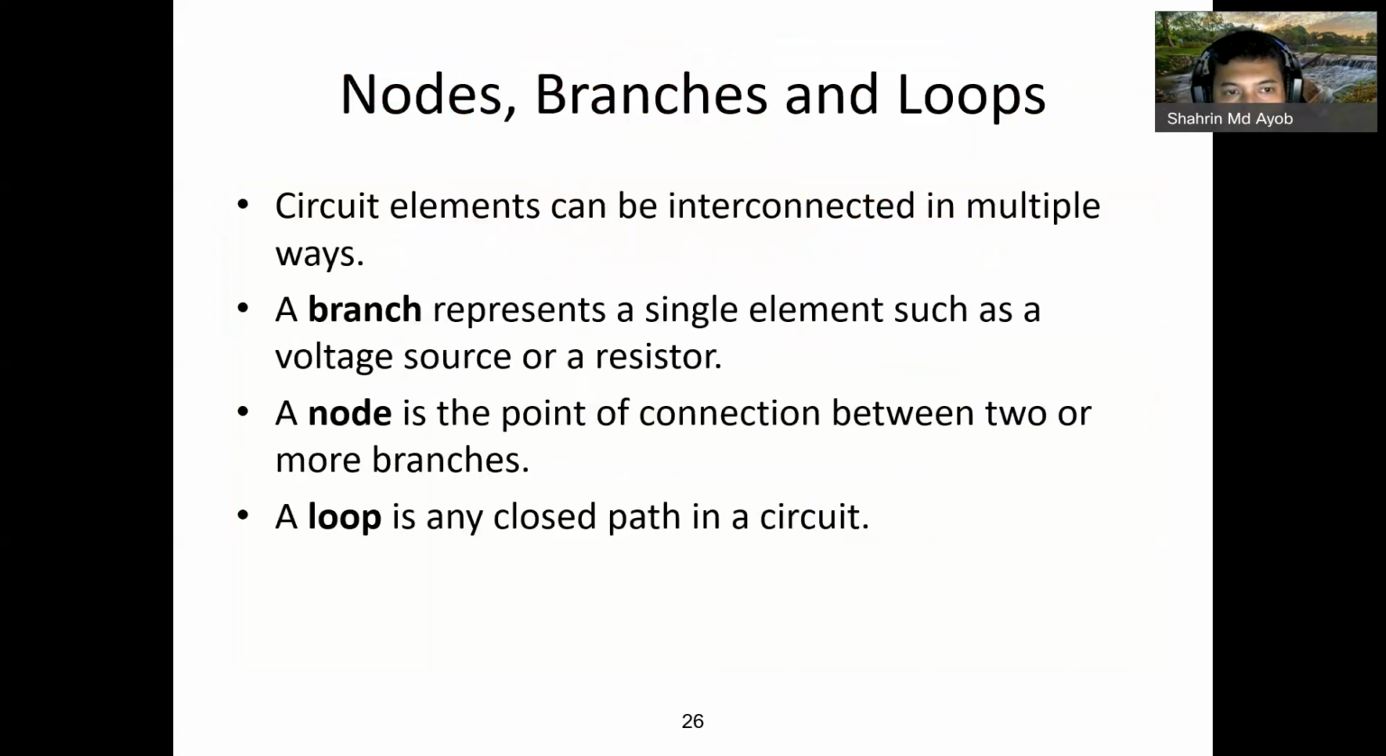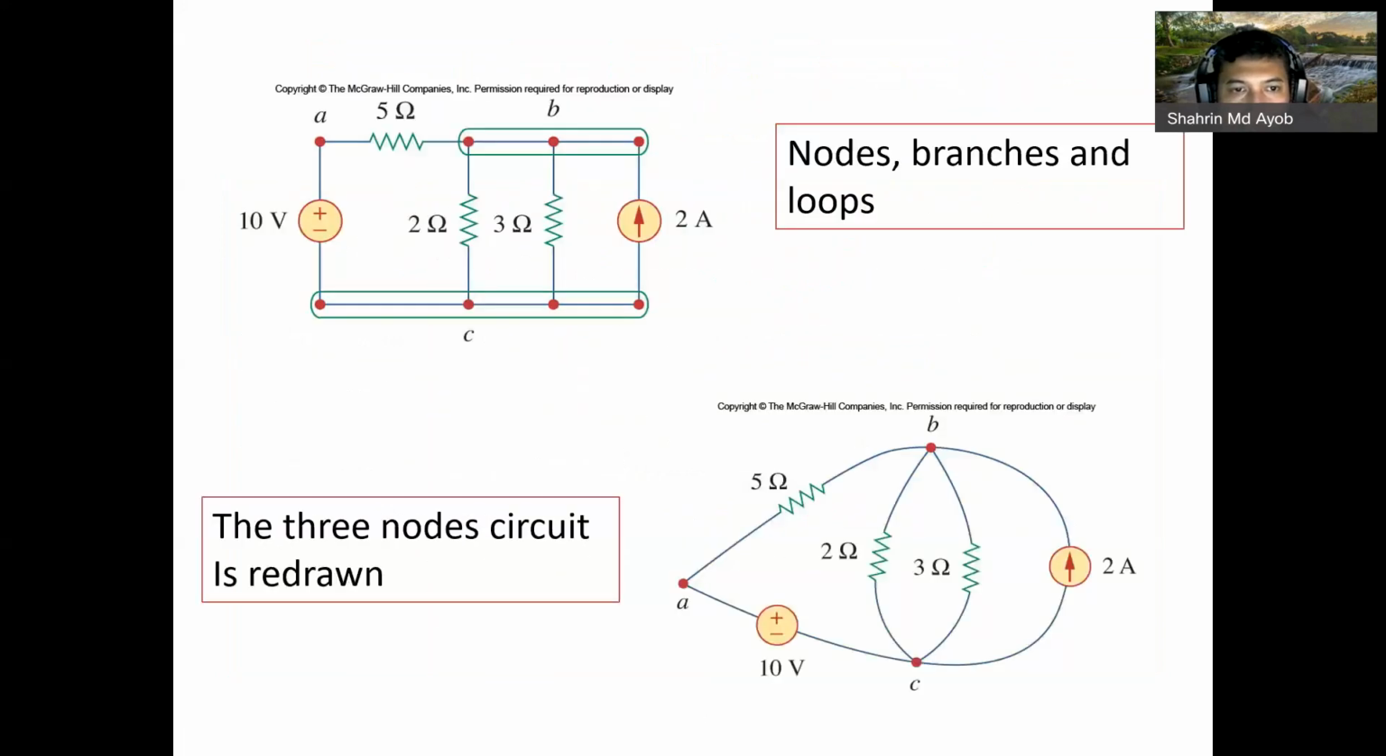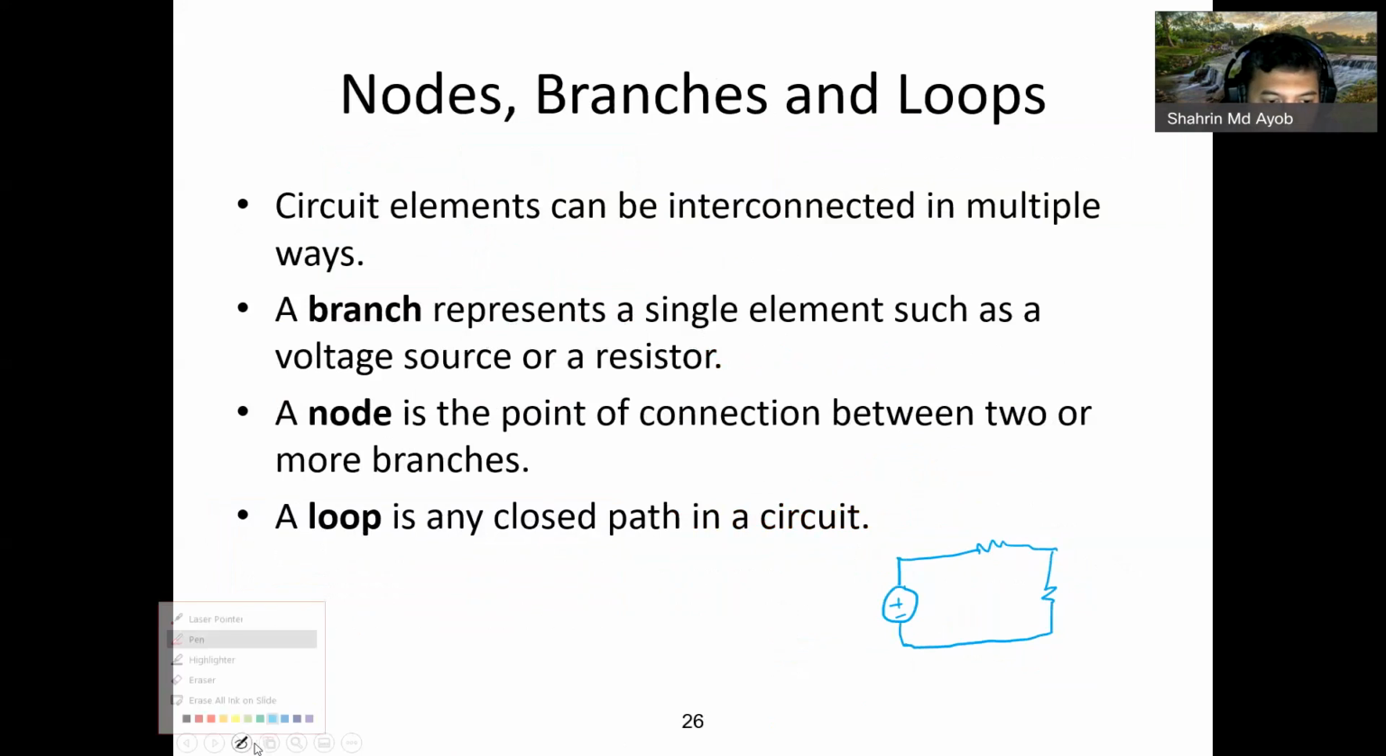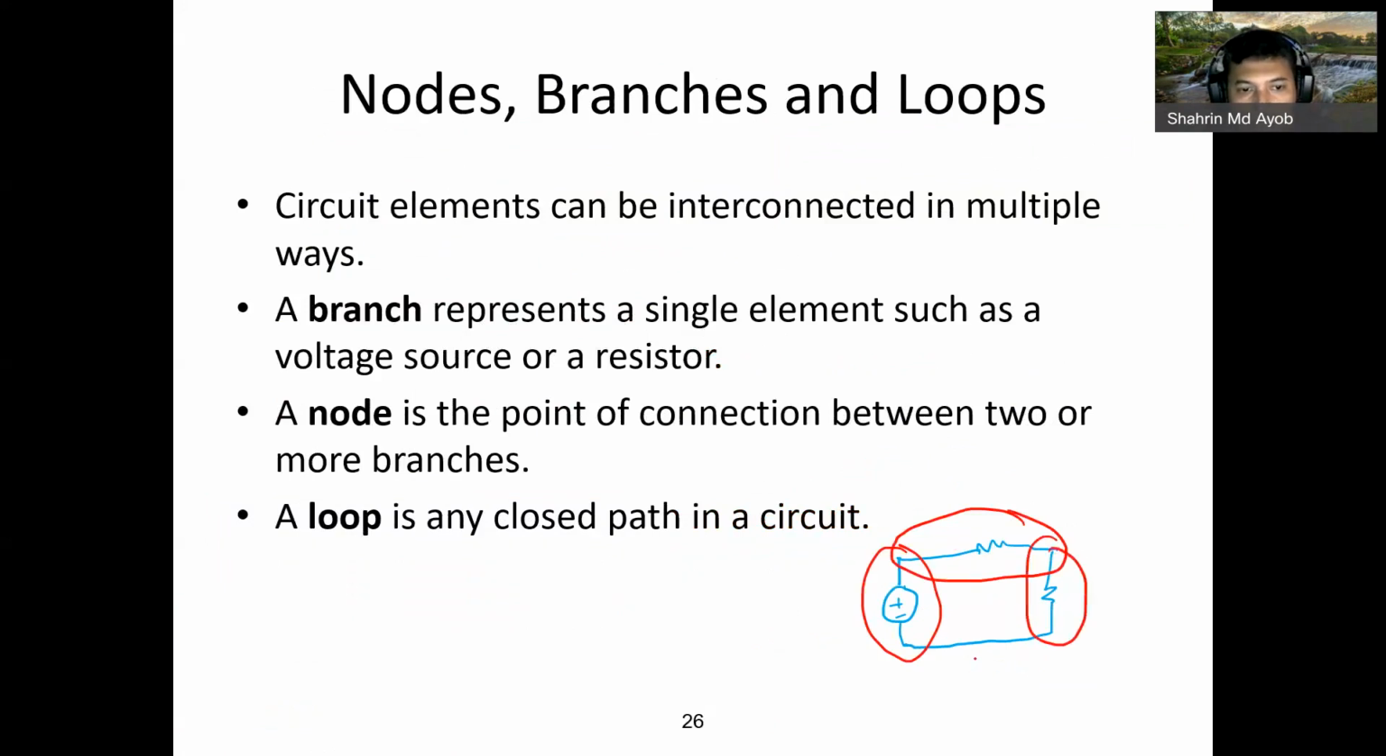Okay, and nodes, branches, and loops. For example, take this circuit. What is a branch? A branch represents a single element, such as a voltage source or a resistor. For example, if I have this circuit, I can say it has 1, 2, 3 branches. And a node is the point of connection between two or more branches. So based on this circuit, I have only 1, 2.